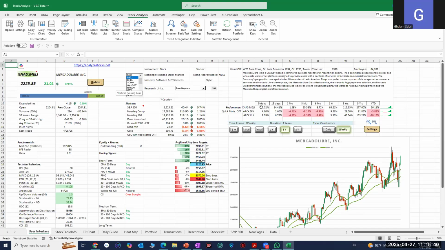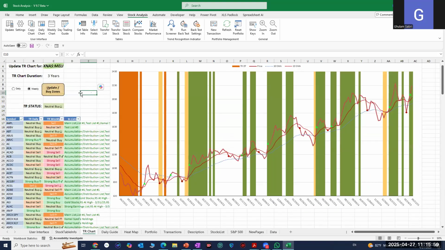And as you can see, Meli has been a consistent outperformer. While the technology sector is down 9.48%, Meli in the same period was up by 8.72%. So that has been a good performance throughout the last 5 years. And what does the TR chart say? The TR chart says this is a neutral buy, but actually it has just started a green zone, so it's going to be a strong buy very soon.